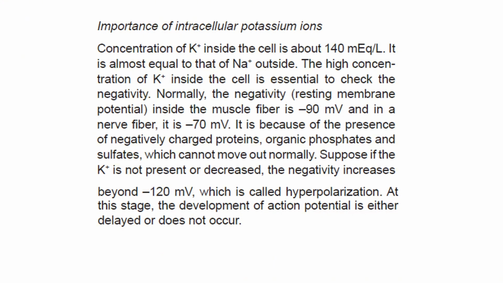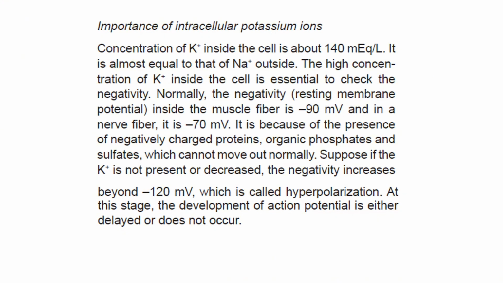So this negativity is largely due to the presence of negatively charged proteins, organic phosphates, and sulfates within the cell. These large anions cannot easily move out of the cell, and thus contribute to the internal negative charge. Potassium ions help regulate this resting negativity by counterbalancing the internal negative charge. If the concentration of potassium inside the cell decreases or potassium is not adequately maintained, the resting membrane potential becomes more negative. It will exceed towards like minus 120 millivolts.